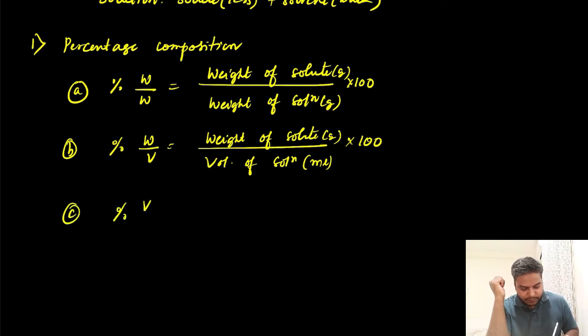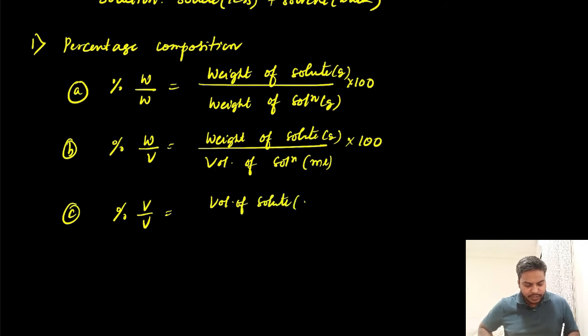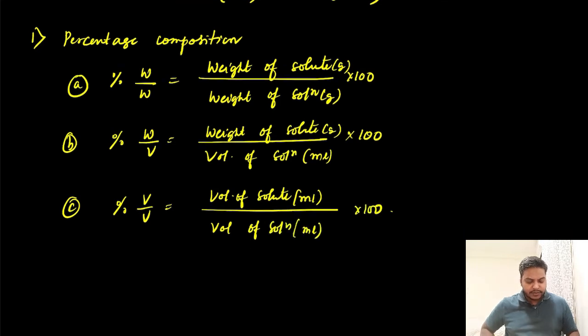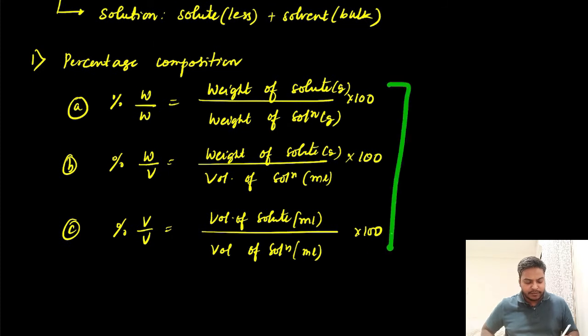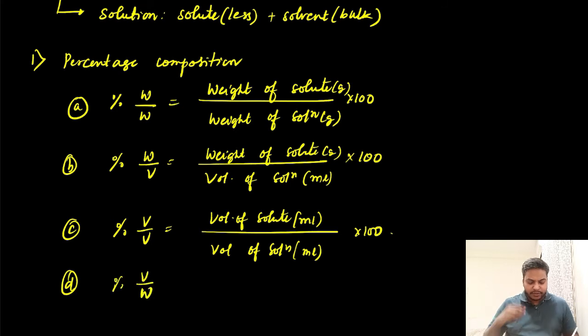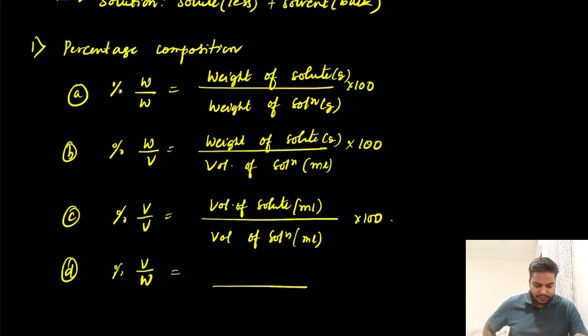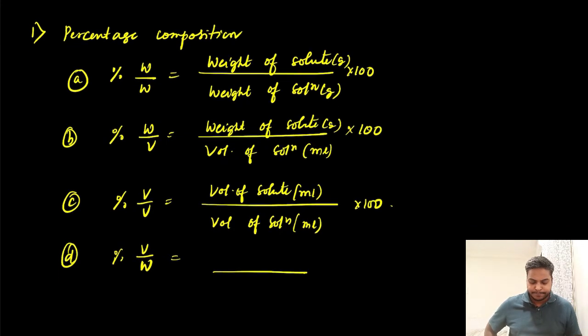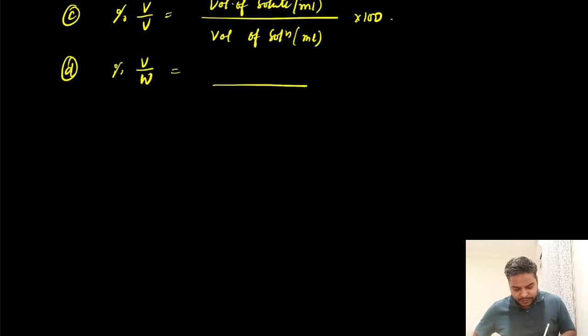Next we have percentage volume by volume, which means volume of solute in ml by volume of solution in ml into 100. So these two percentage compositions are very, very well used. The percentage weight by volume can also be represented in other ways, but you can mix and match, and I hope you can understand how to represent it if a different form is given. Yeah, this is about percentage representation.